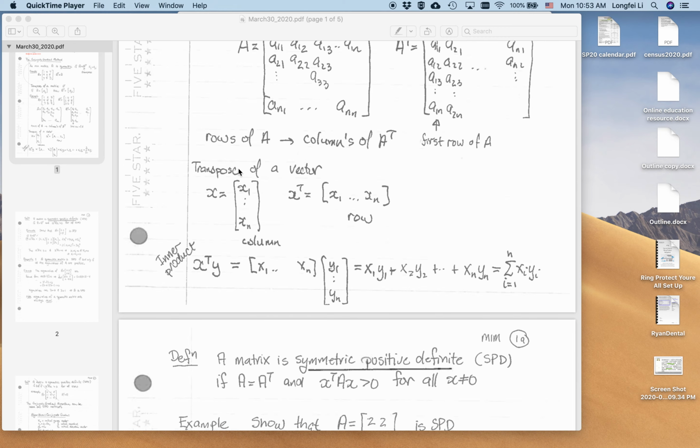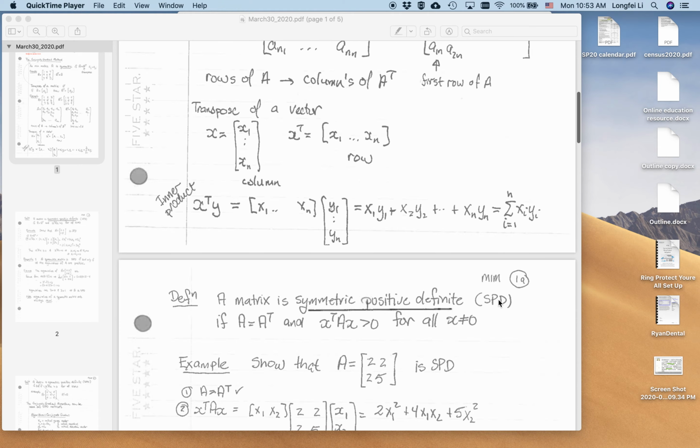Here is an application of the transpose: we can rewrite the inner product of two vectors in terms of matrix multiplication. Let's say we have a column vector x1 to xm, and its transpose is a row vector like that. The inner product of x and y is basically the transpose of x multiplied by y. The transpose becomes a row vector, and y is still a column vector, and we do the standard matrix multiplication. We end up with this inner product.